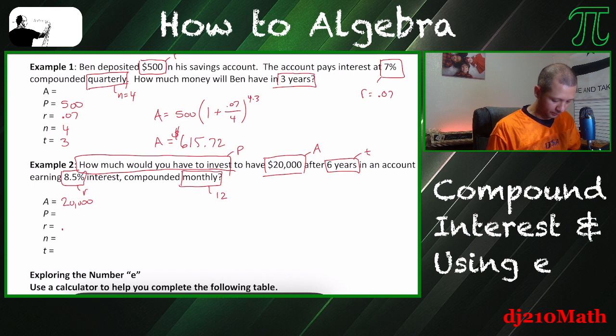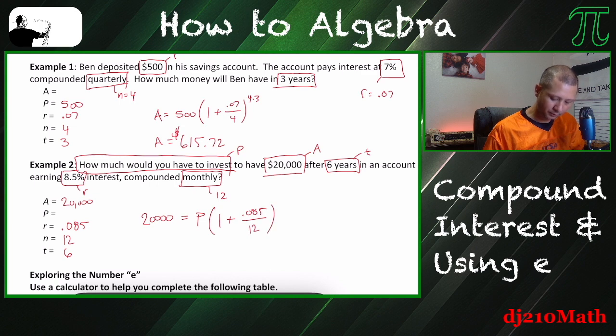The rate is 0.085. N is 12. And T is going to be 6 years. All right. Compounded monthly, 12, and then 6 years. So the setup: the future amount, 20,000, equals the starting amount, P, times (1 plus 0.085 over 12) raised to 12 times 6.